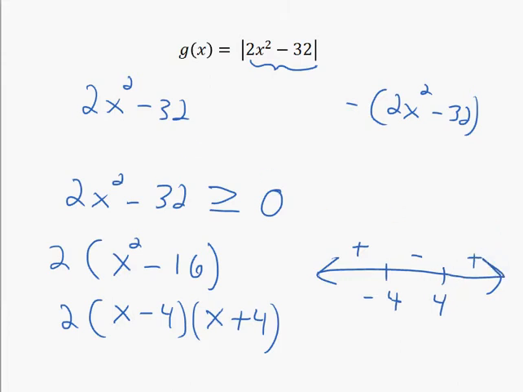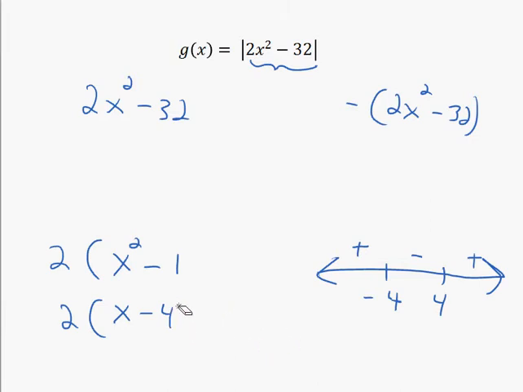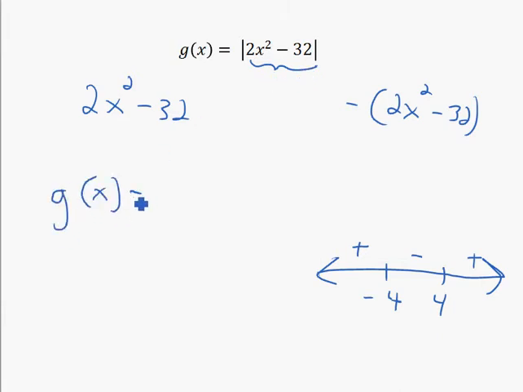So here's what that tells us. If we plug in any value less than negative 4, then 2x squared minus 32 will be positive, and the absolute value of 2x squared minus 32 will just equal 2x squared minus 32. So what that means is g of x will equal just regular old 2x squared minus 32 if x is less than negative 4, or equal to, it doesn't matter.